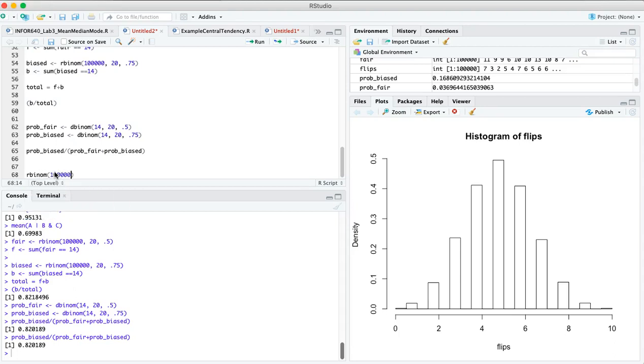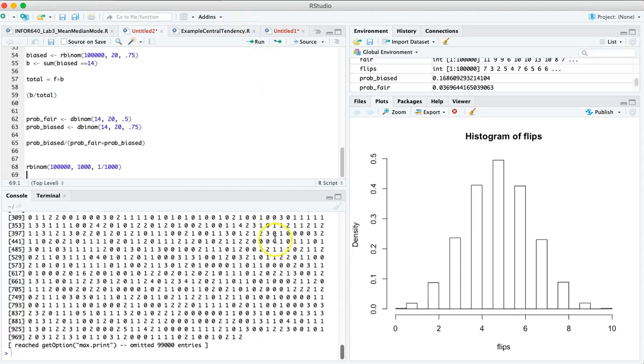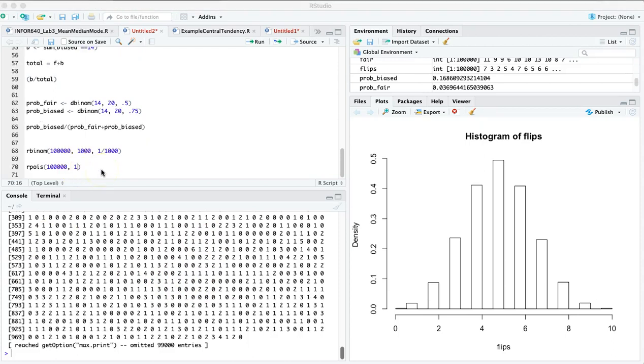Again, 100,000 events, 1,000 trials, and 1 out of those 1,000 trials is actually a positive event. So if we go ahead and run that, what we come up with is our giant matrix. But as you might expect, R has a much more direct way of calculating the Poisson distribution, and it's rpois, R-P-O-I-S. And we're going to pass it our population, and in this case our population is 100,000 individuals, and then the mean of our sample and the probability.